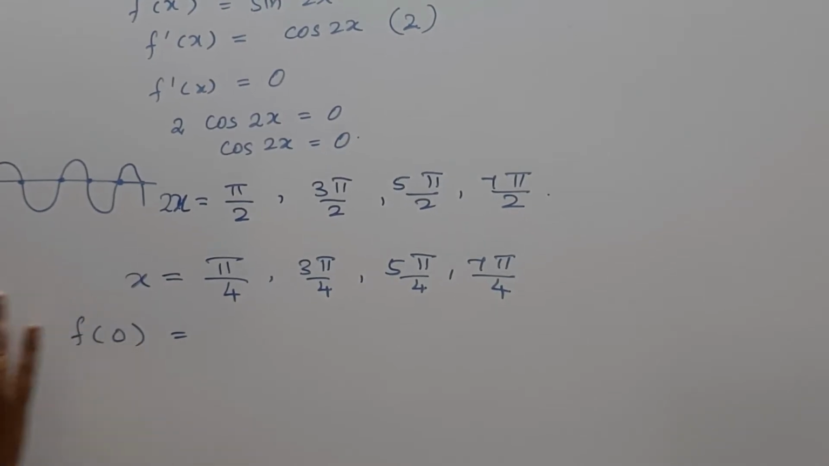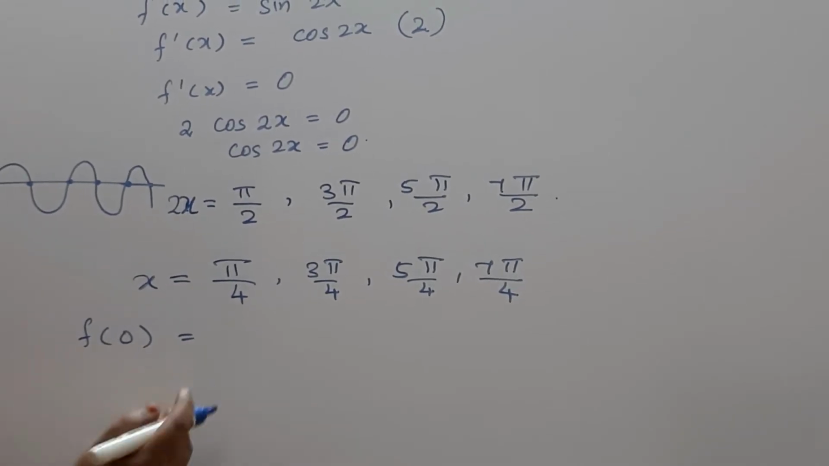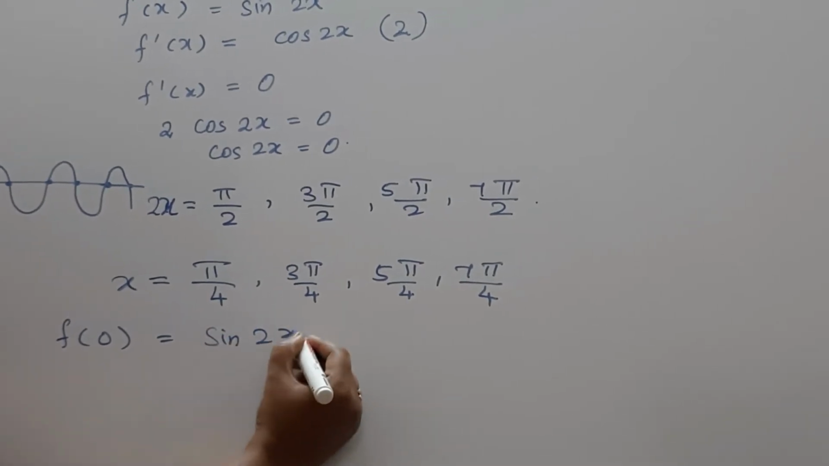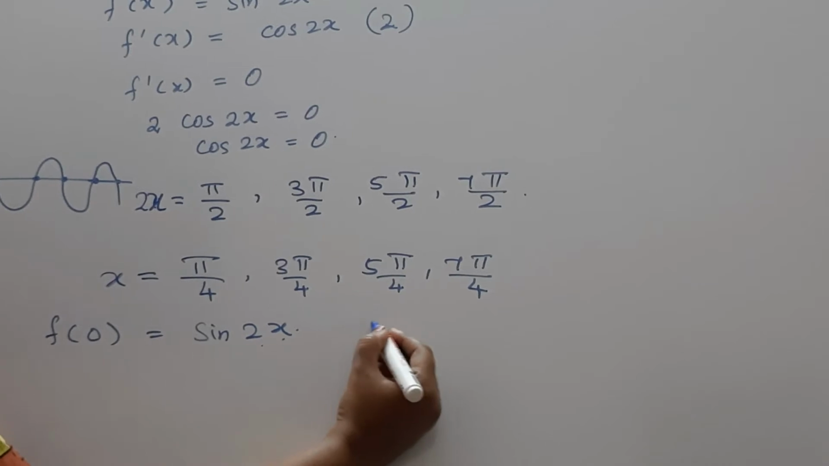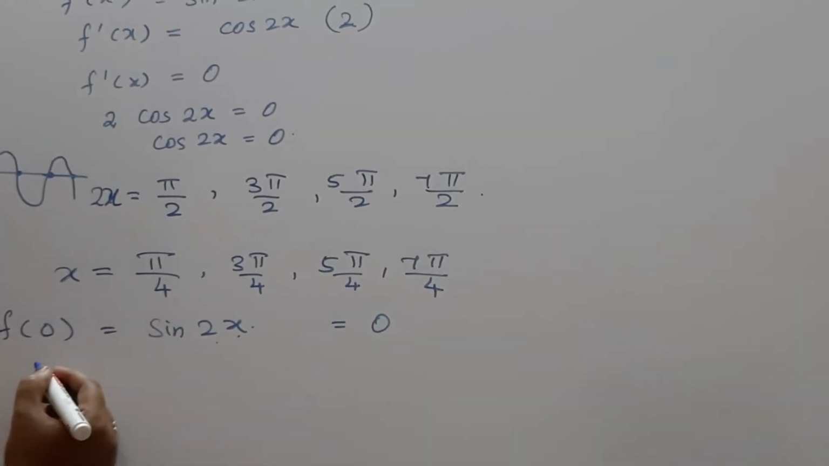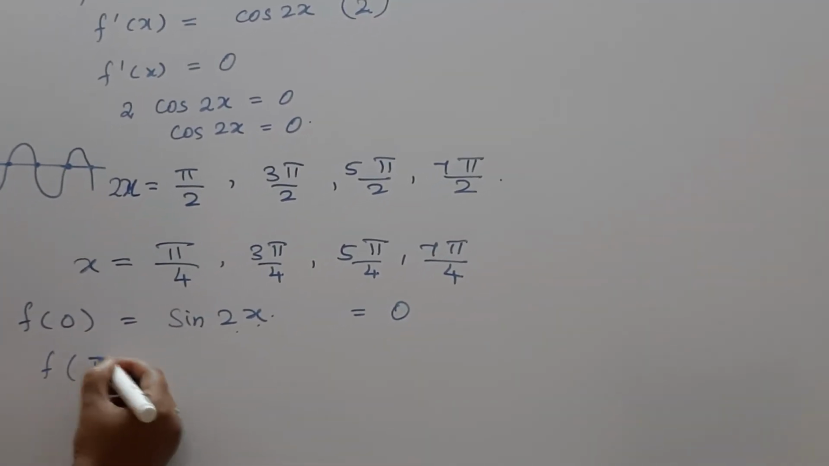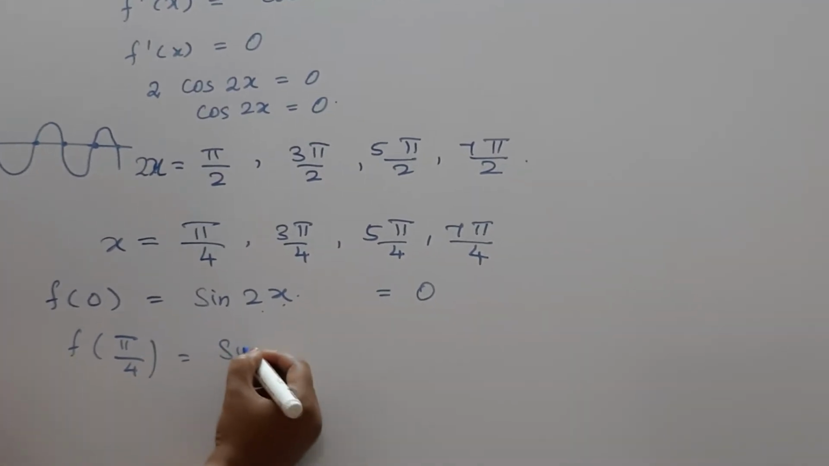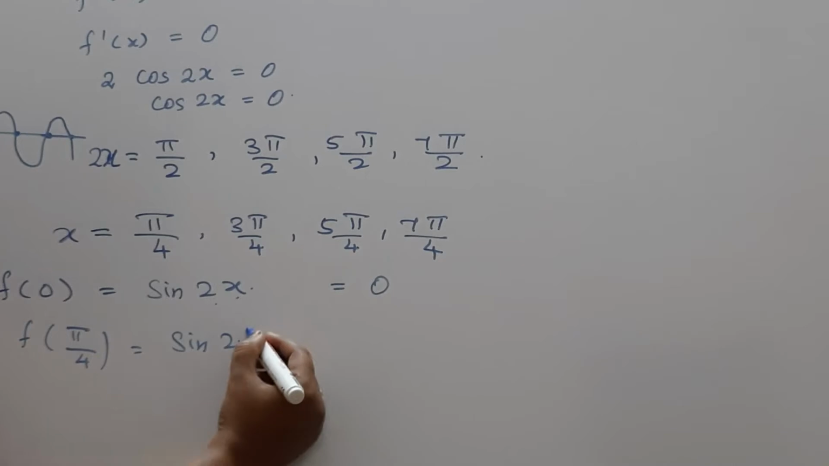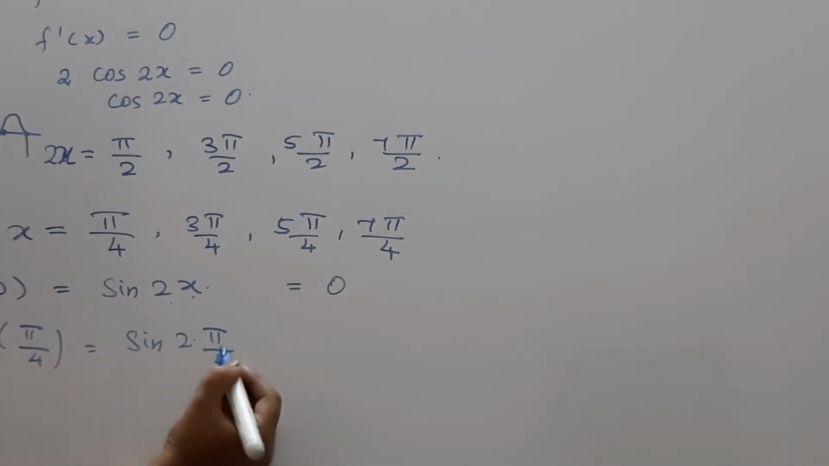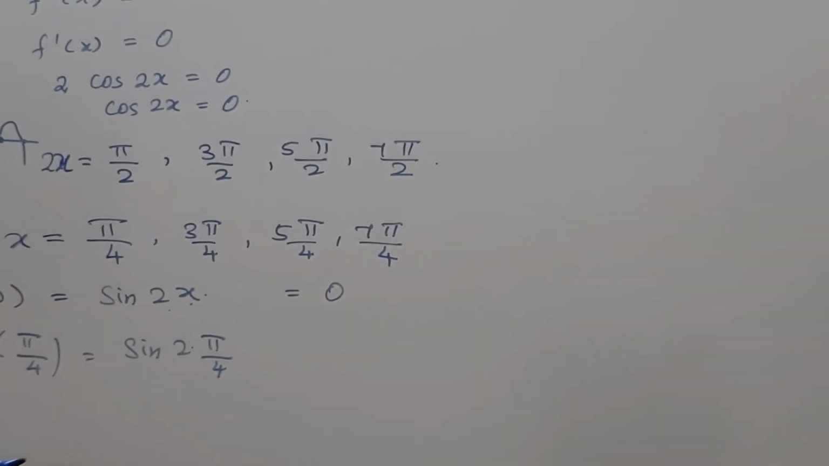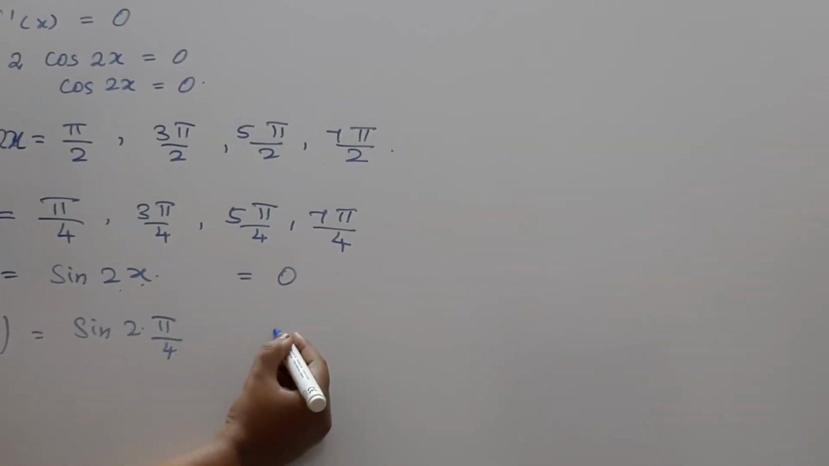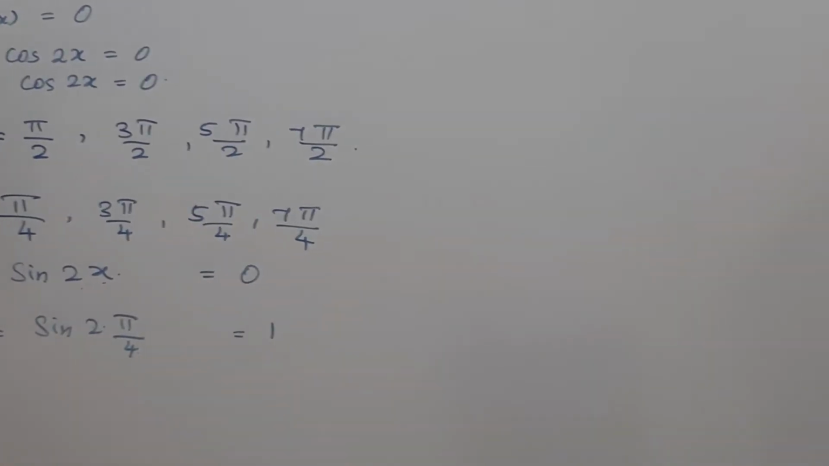First we will see the starting point, f of 0. What is the function? Sin 2x. Sin 0 is 0. Next, the first value is f of pi by 4. That is sin 2 into pi by 4, which is sin pi by 4. Sorry, sin pi by 2. Sin 90, you know the value is 1.